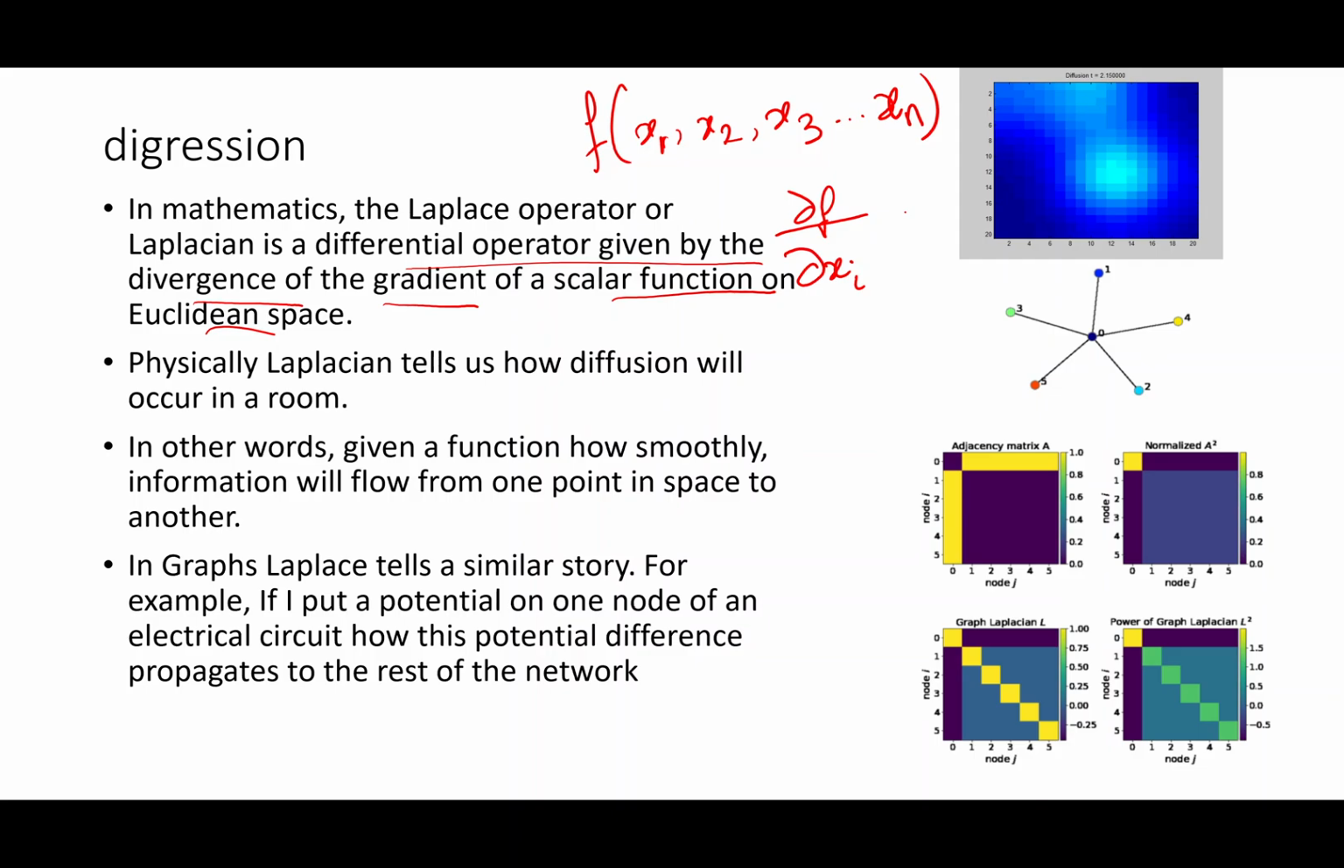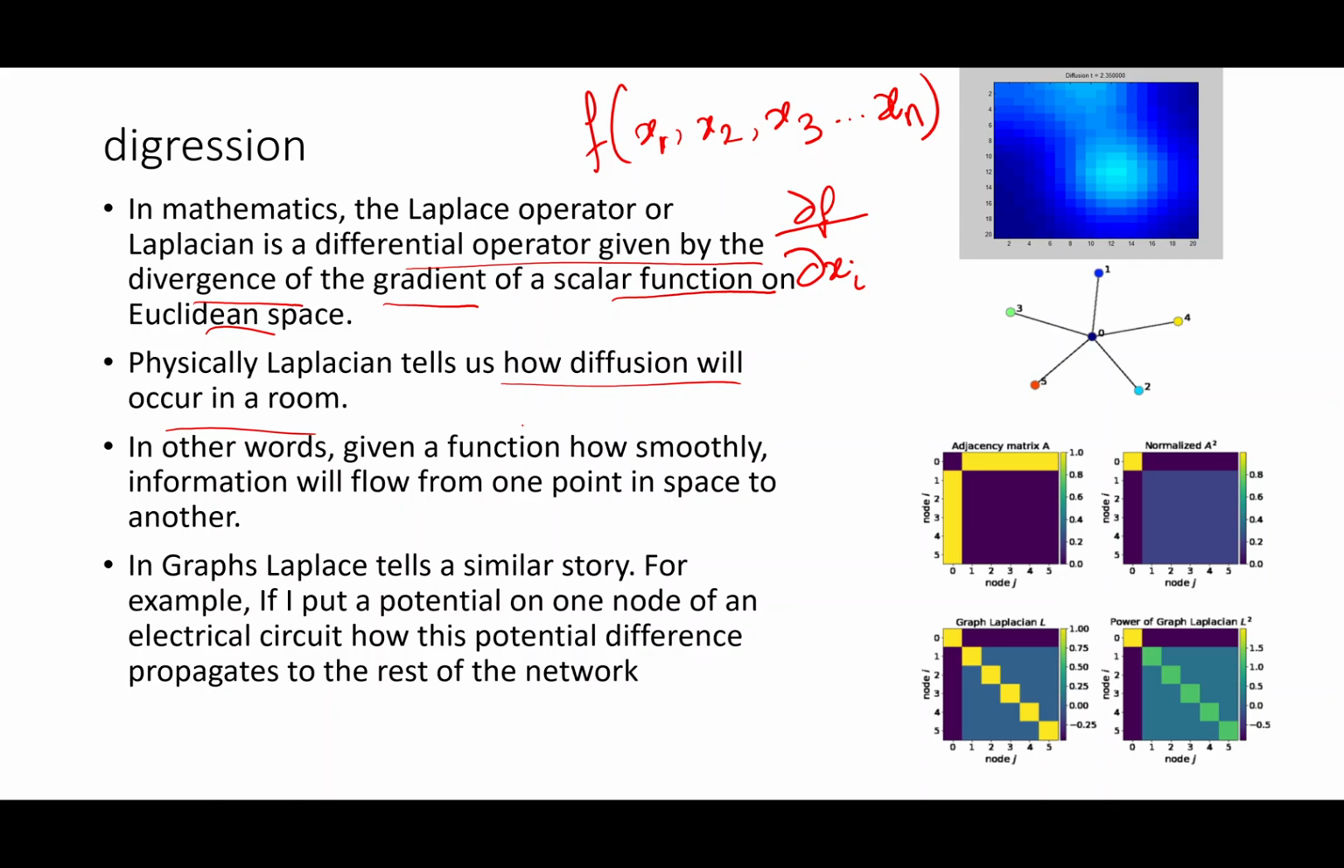Physically, what the Laplacian tells us is how diffusion will occur in a room. For example, if I put a perfume bottle in one corner of the room, how does that perfume flow to the other corner of the room? It goes in the north direction, then the east and the west, and then somehow reaches the other corner. That's what the Laplacian says. In other words, given a function, how smoothly information will flow from one point in space to another. For example, if I put a function in water, then the Laplacian will tell me how, at each point, water flows and how smoothly it is flowing on that graph. Basically, it is a second derivative counterpart in multi-dimensional space.